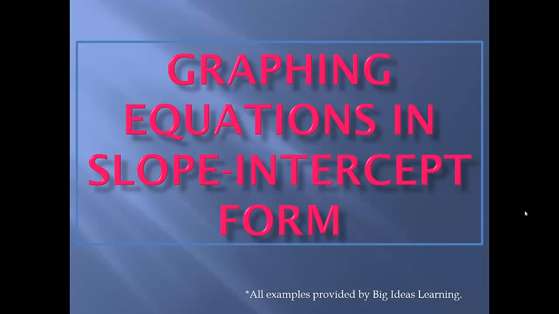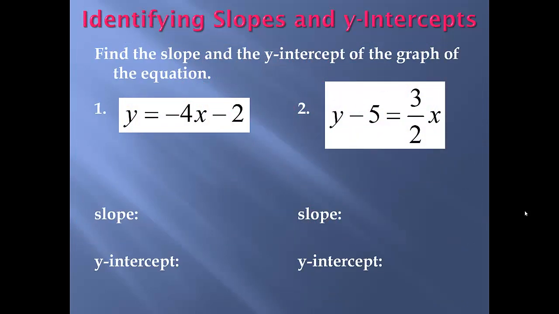Today's lesson is on graphing equations in slope-intercept form. First, we're going to identify slopes and y-intercepts. Find the slope and the y-intercept of the graph of the equation. The equation for slope-intercept form is y equals mx plus b. M is your slope and b is your y-intercept.